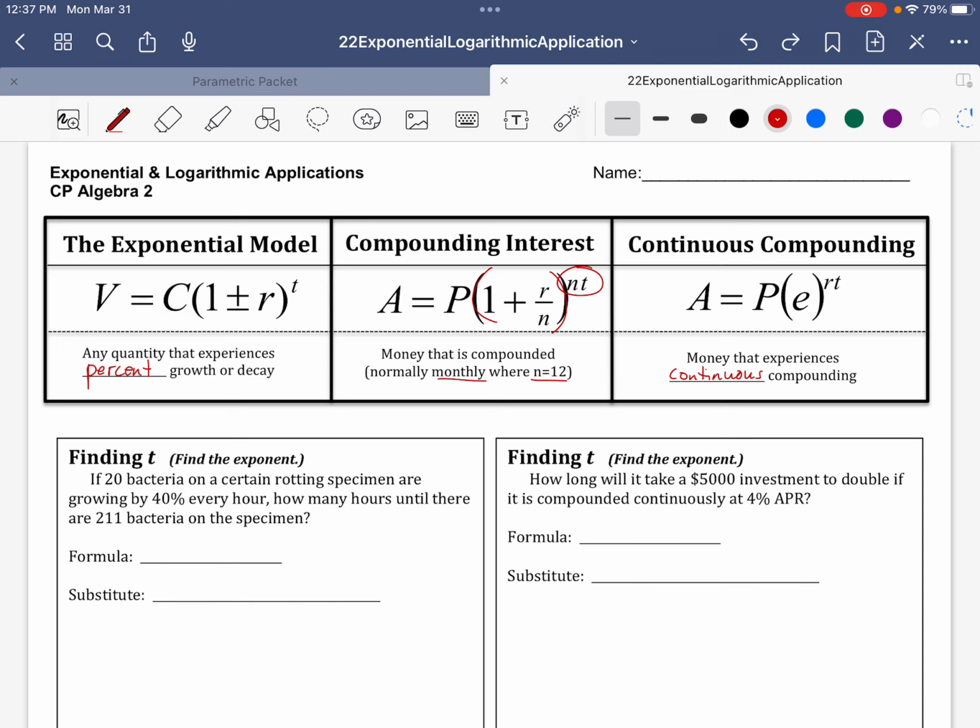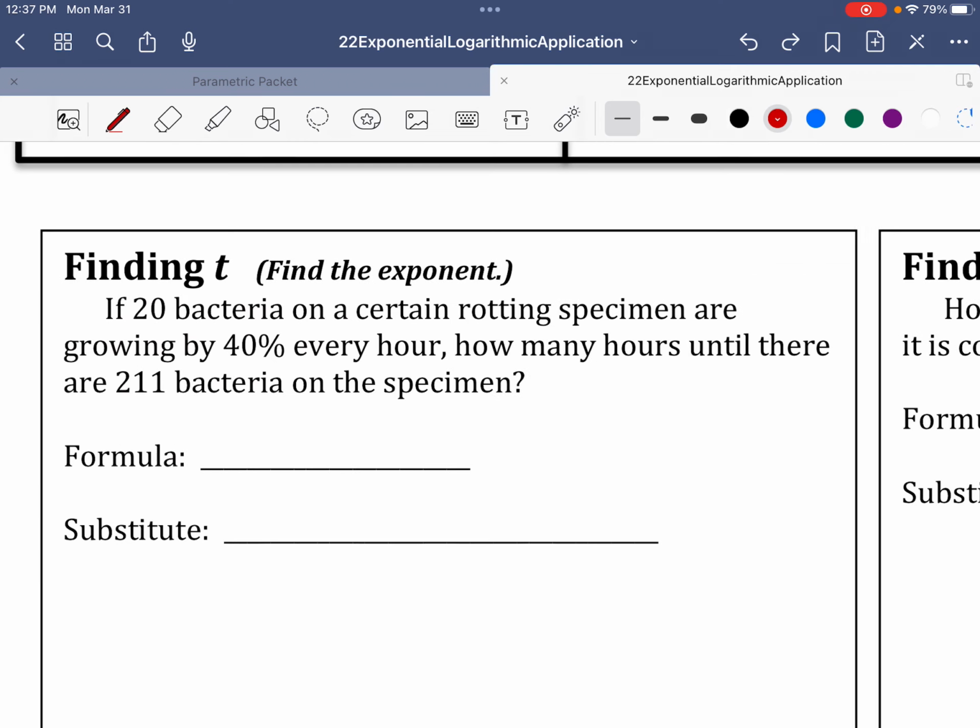So let's take a look at this first problem where we're going to be trying to find T. In other words, we're going to be trying to find the time, which is going to be an exponent. How do we find exponents? Ding, ding, that's right, using logarithms. But hold on, we're a little bit ahead of ourselves here. First, let's just look at the problem.